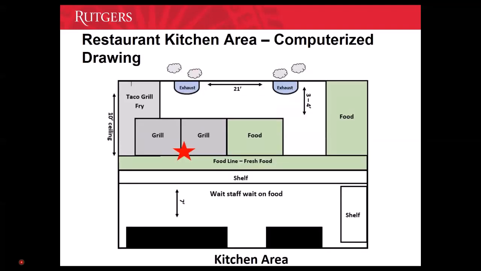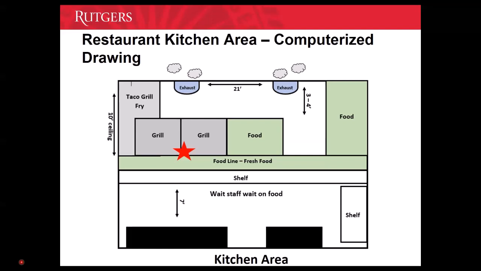So real quickly, the star represents where the index case worked. This is a grill area way back in the kitchen, the very stuffy area. You see the measurements, it's really small, tight. And the restaurant, see where it says kitchen area, the restaurant was in front of that. The wait staff would come in, and on the shelf they would put the orders, and then the food would go on the food line.